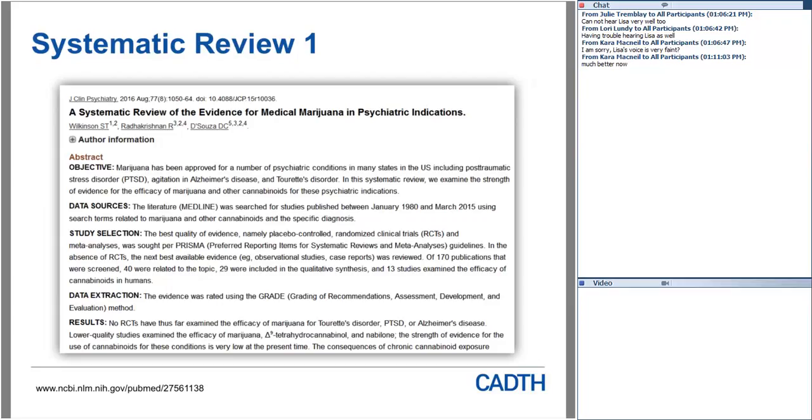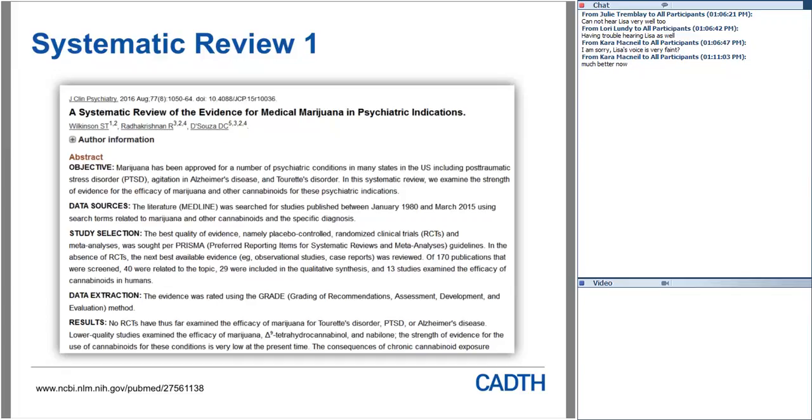But what they found out, if you look at the results at the bottom, if you can see that, it said no RCT, so no randomized control trials. None of those well-designed studies thus far have examined the effectiveness of marijuana for Tourette's, PTSD, or Alzheimer's disease. Lower quality studies have examined the effectiveness of marijuana, but none of them are RCT. The title of this is Medical Marijuana for Psychiatric Indications.